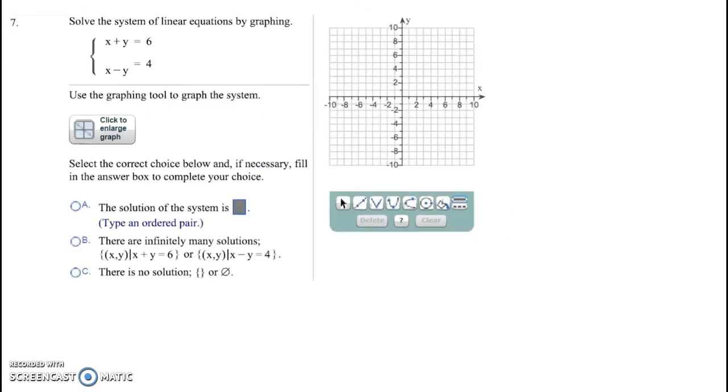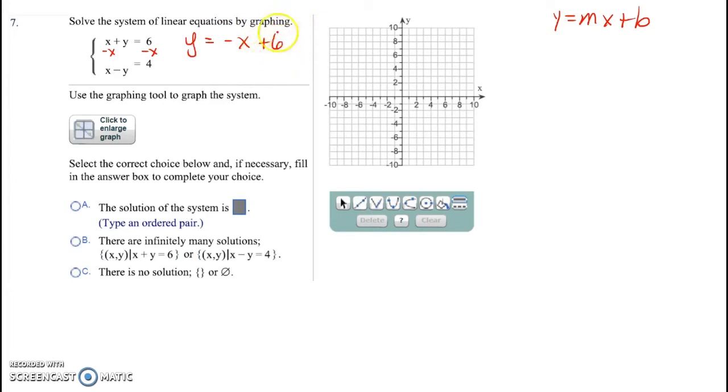let's look at number 7. Solve the system of linear equations by graphing. All right, I see that they gave our equations in standard form. So in standard form, you can graph those equations using intercepts, or you can convert them to slope-intercept form. It'd be real easy to do that. Slope-intercept form is y equals mx plus b. This one right here, if I subtract x from both sides, I get y equals -x plus 6.